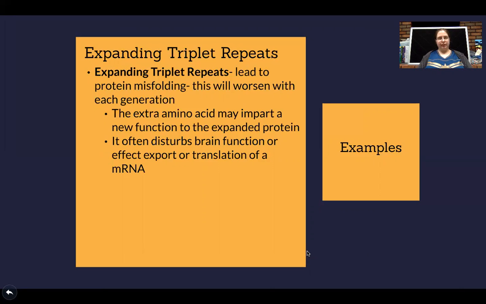So let's see. An extra amino acid may impart a new function to the expanded protein, because since we are expanding it, that means that there's going to be more codons in there, which means more amino acids, and that can affect the function of the protein and can often disrupt brain function or affect export or translation of the mRNA.